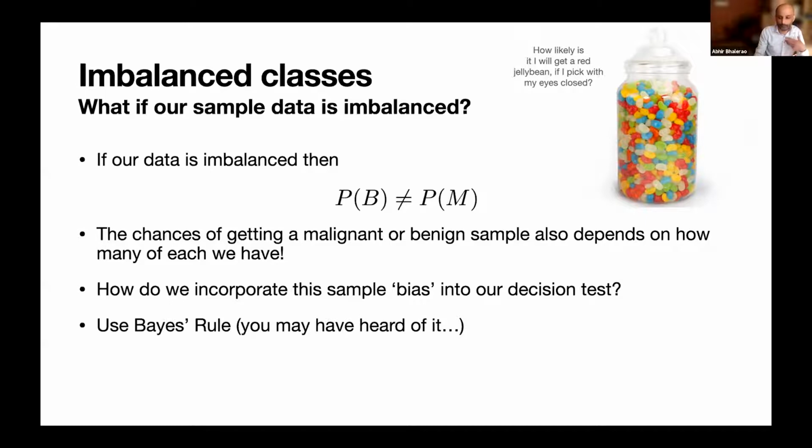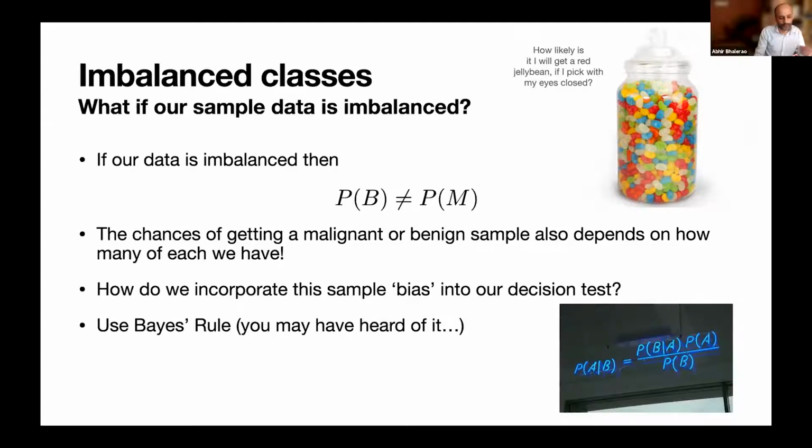Well, it turns out there's a very nice rule to do this. It's known as Bayes' rule. You may have come across it. Here's a neon sign that I found somebody had made with Bayes' rule on it. I think there should be more signs with mathematical functions on them in the public domain, but there aren't.